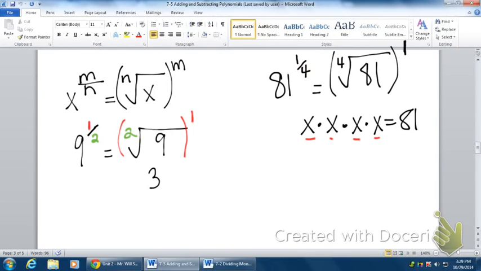You could do this in the calculator, do this in your head, whatever you want to do. What's my answer going to be? That answer is going to be 3. So we would end up with 3 raised to 1, because remember our numerator is what we raise it to. So 3 raised to the first power is just 3.